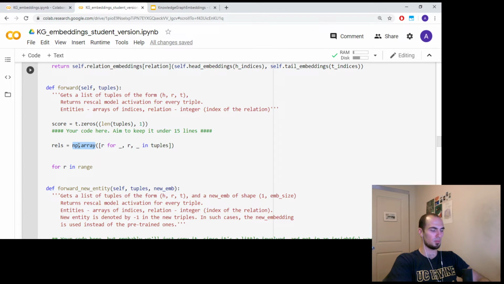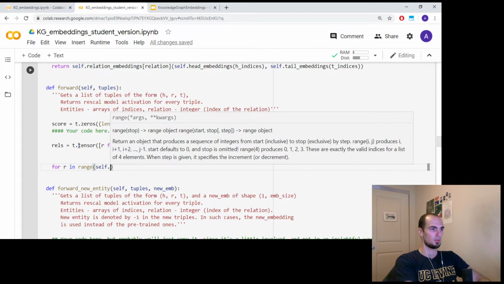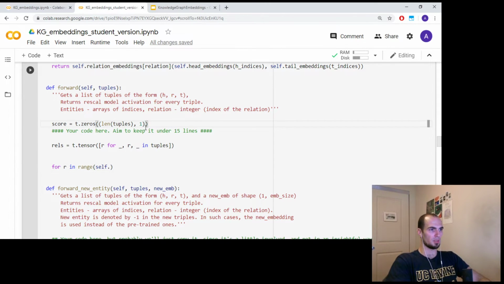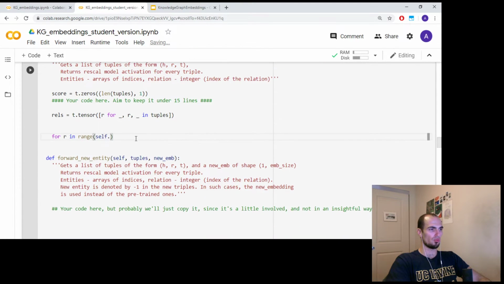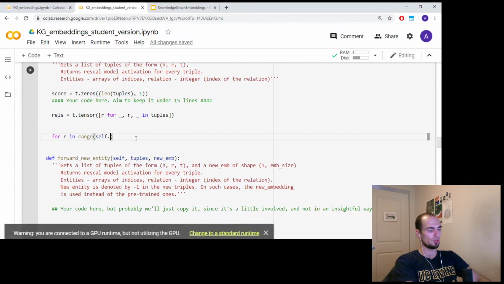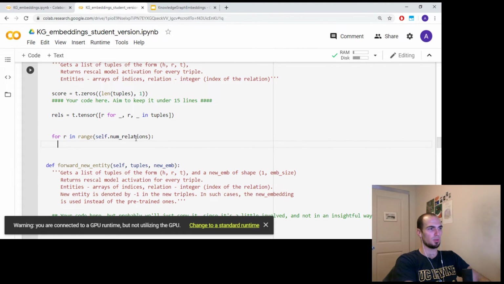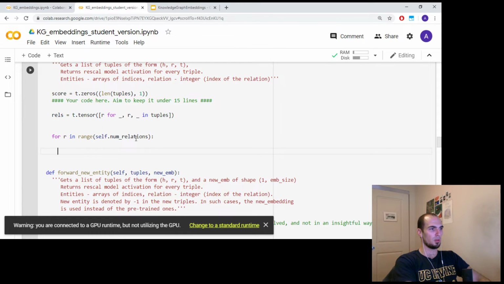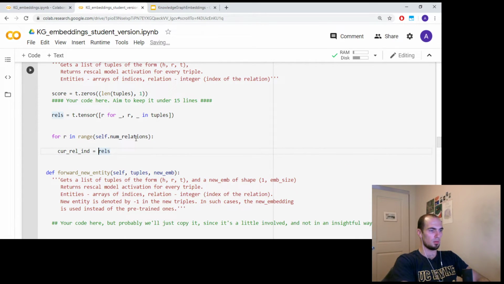Or we could maybe make it a torch tensor. I don't think it should matter too much. So now we're going to iterate over all possible relations. Not sure if I need requires grad here or not. Probably do. Well, in any case, for R in this range, we're gonna go over self number of relations so that we are guaranteed to go over all relation indices. Now we need to find all indices of the current relation. So what we're gonna do is find those things really quickly using this operation and then the operation where.